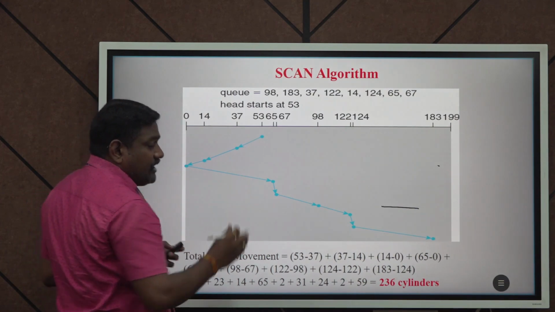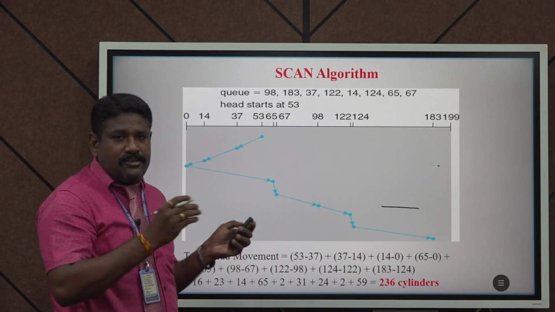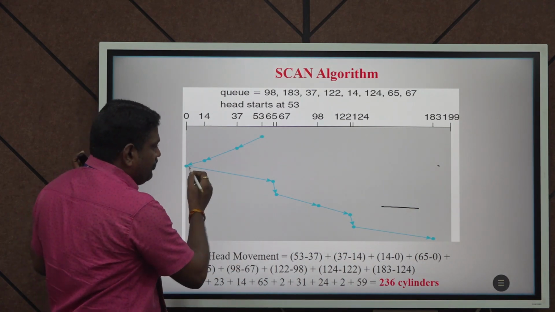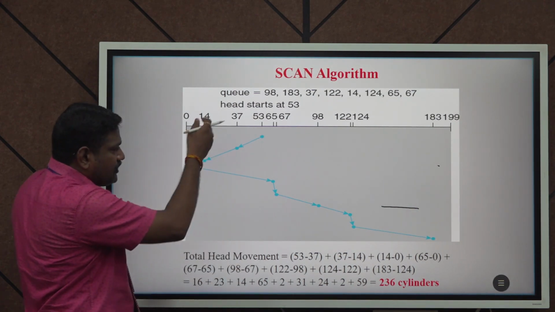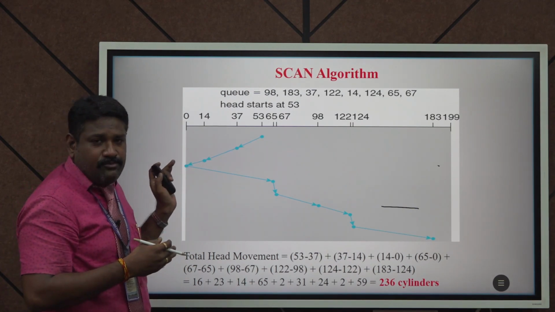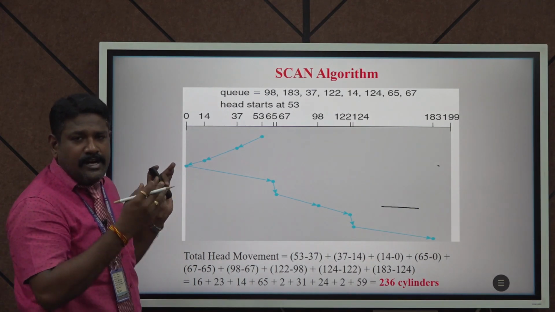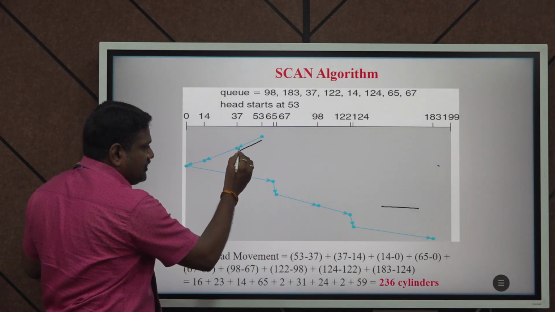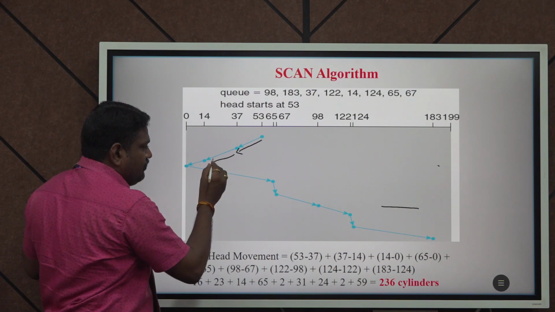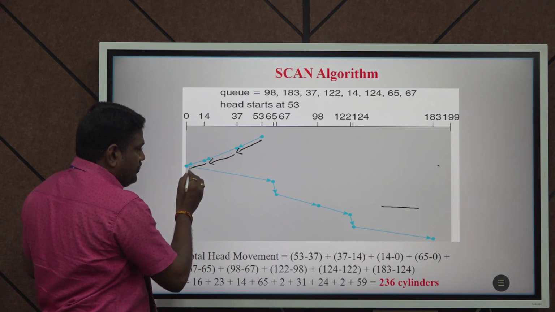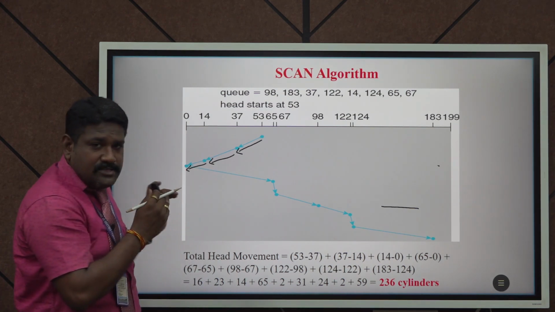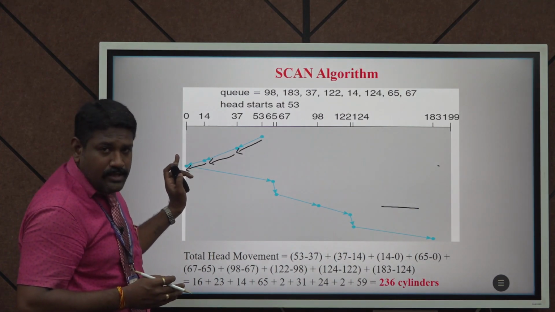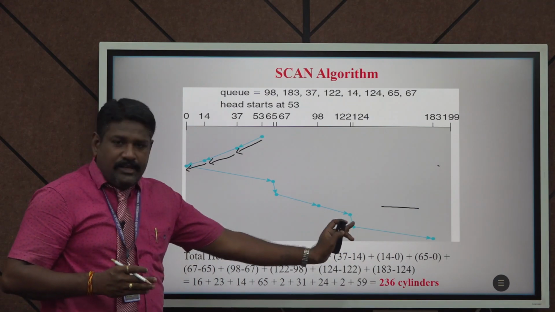So we are not going to consider the smallest next value. Likewise, we are not going to take the difference from the current position. We are moving towards the left direction. So whatever the requests during that left direction, we have to process all the requests. So from 53, this is the left direction. First request is at 37, then we are moving towards 14, then towards 0. Once it reaches either one of the sides, for example, we have reached the left side 0, then automatically we have to move towards the right side.